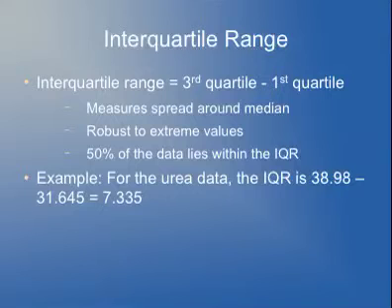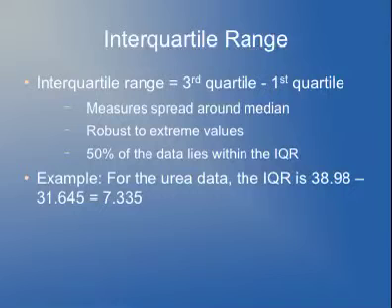The interquartile range is another statistic we can look at, and that's the third quartile minus the first quartile, so it contains 50% of the data. So it measures the spread about the median, and it's robust to extreme values. So if you have a lot of extreme values and you want to look at where the majority of the data lies for that data set, using the median and quartiles and interquartile range is one way to do that.